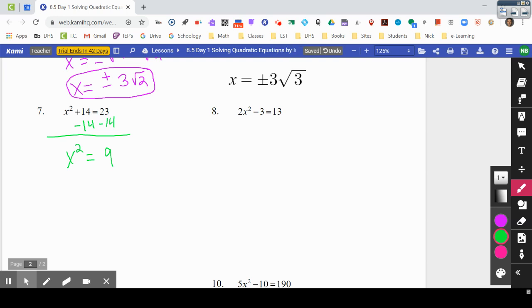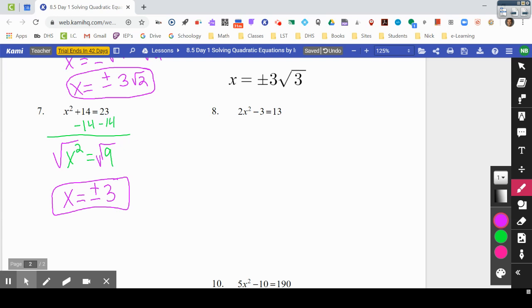Now that I isolated my quadratic term, I'm ready to take the square root of both sides. Square root undoes my square, so on my left side I'm left with x is equal to plus or minus. Now the square root of 9 is a perfect square, and that simplifies to 3. And that is my final solution, right? x is equal to plus or minus 3.